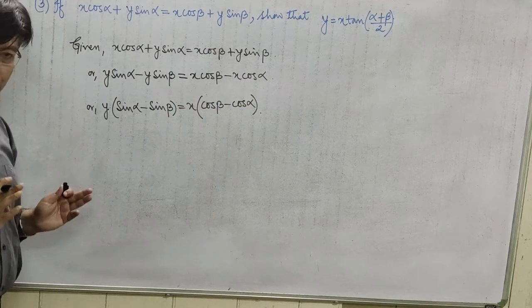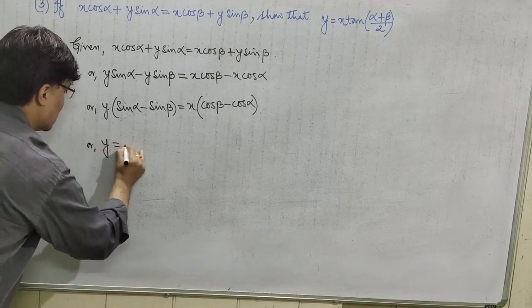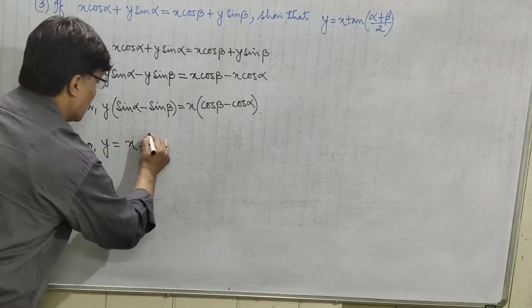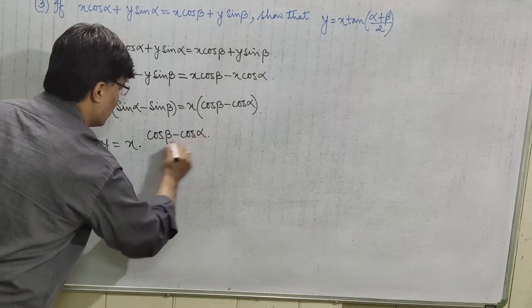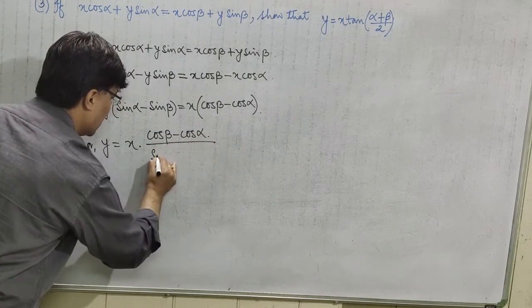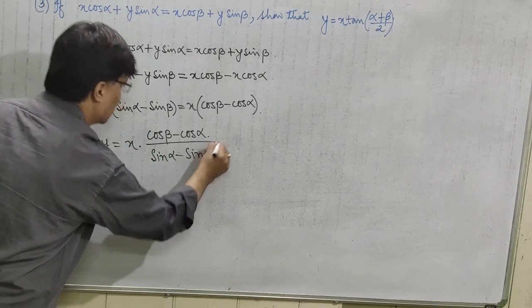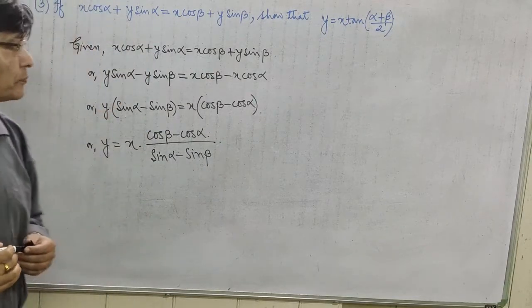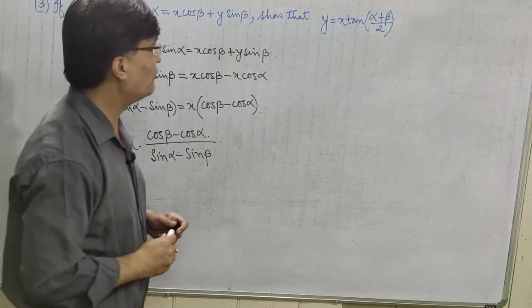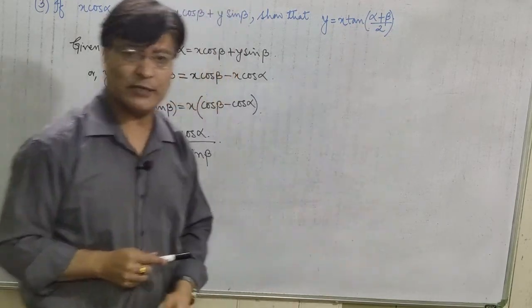So I think you have understood it. Okay, so let us get the value for y. What is y equal to? Y is equal to x into, what do we write now? Cos beta minus cos alpha divided by, this is your sin alpha minus sin beta. So we have expressed y in terms of x. Okay, now since you have to prove y is equal to x tan of within bracket alpha plus beta by 2.